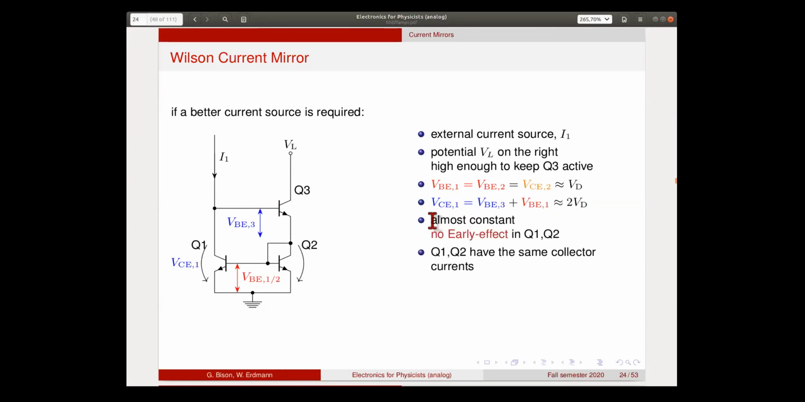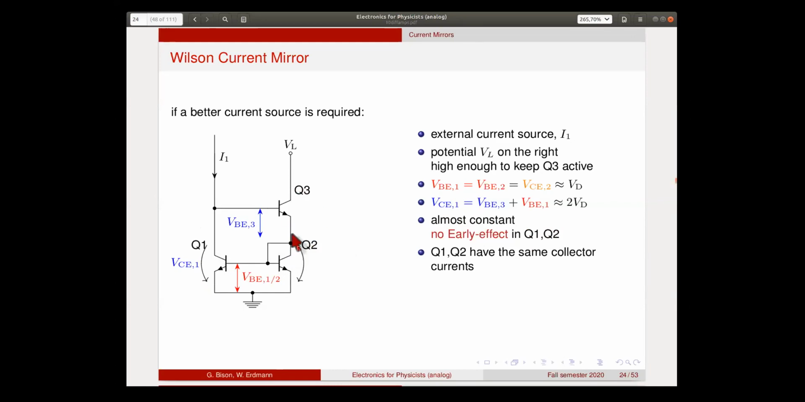and therefore the collector emitter voltage of this one is 2 diode drops. The collector emitter voltage of this one is 1 diode drop. So they're always very close. There's only a small difference, so there cannot be a large early effect. So this means that the current that flows through these two transistors is basically identical with only a very, very tiny correction.